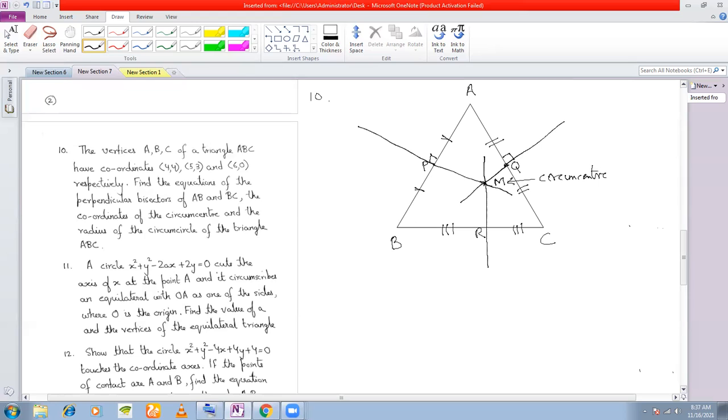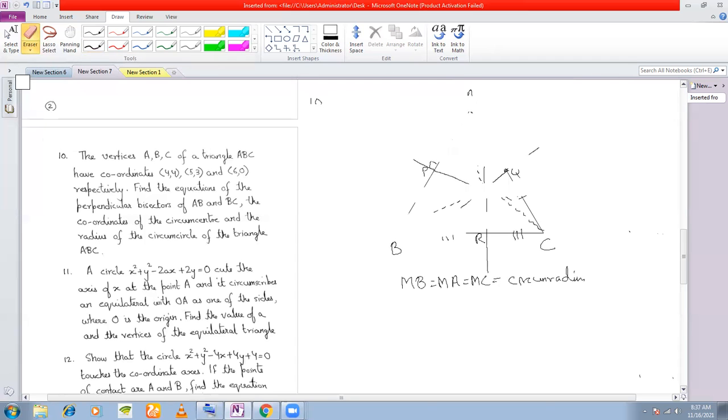And the distance between the circumcenter and any of the vertices, that is MB, MA, and MC, all these are called circumradius. Clear? Yes, sir. With this concept, we shall start with this sum. Okay, number 10.